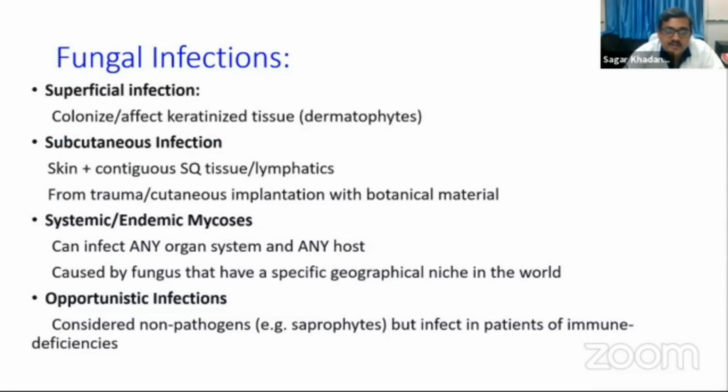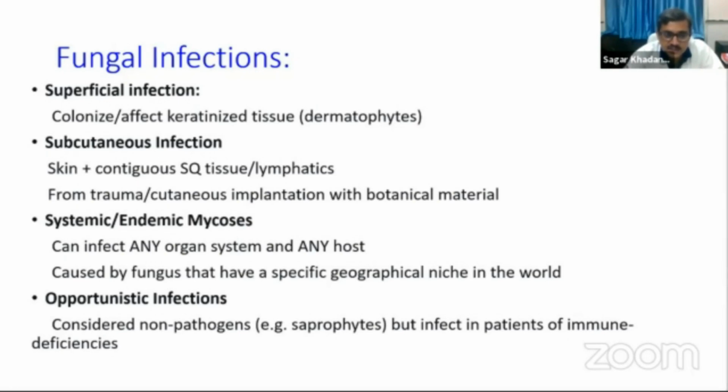Dr. Dinesh has already mentioned that fungal infections are usually divided into four different parts: superficial infection and subcutaneous infection, which have been dealt with by Dr. Dinesh. And I will be touching on some points on systemic, or more popularly called endemic mycosis, and opportunistic infections. The difference between these two is that systemic mycosis can infect any organ system in any host. I mean, patients may be either immunocompromised or immunocompetent, and they are caused by fungi which are located in a specific part of the world.